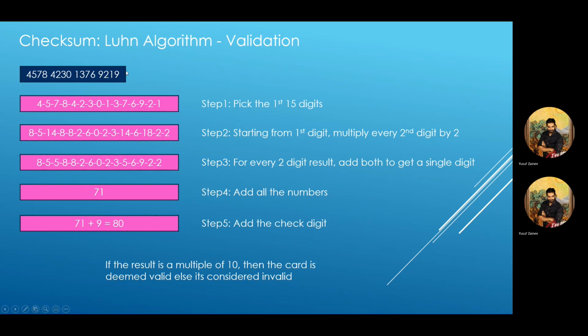When the issuer bank is issuing a card to the customer, it picks these first 15 digits, follows this Luhn algorithm process, and then whatever number is remaining to get to the next multiple of 10, that is the number that gets generated and appended as the 16th digit. So if this card was getting generated and the sum was 71, they would have done 80 minus 71, because 80 is the next multiple of 10. That gives us 9, and that is how this 9 gets appended to the card, and that is how you get the 16 digits of your card.